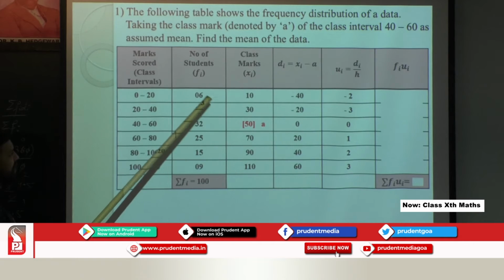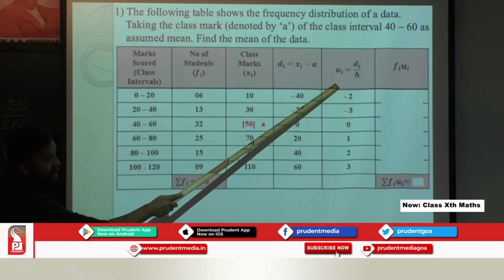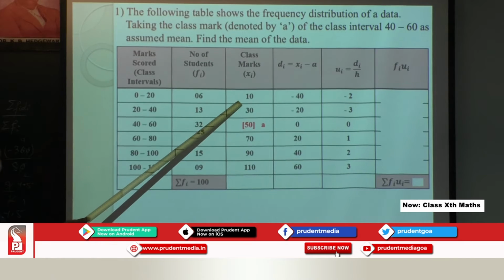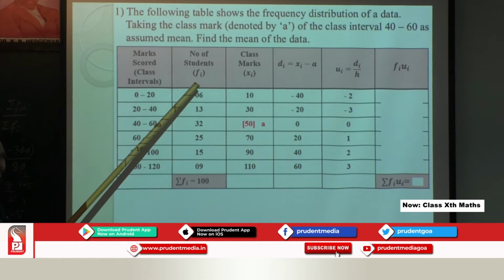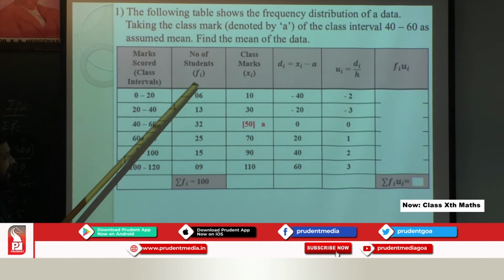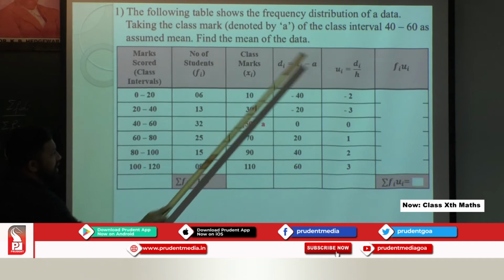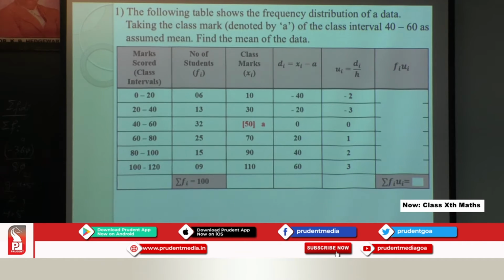And what is the last column? In the last column you have to multiply fi into ui. First column, direct method, fi xi. Assumed mean method, fi di. And now we are moving to fi into ui. If you multiply these numbers, you will get this answer: minus 12, minus 13, 0, 25, 30, 27.